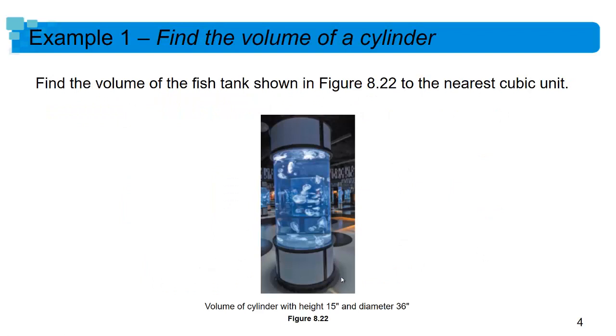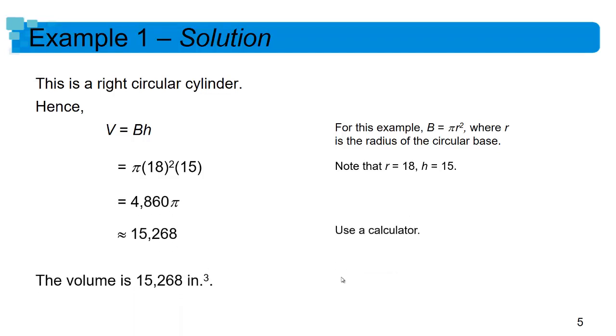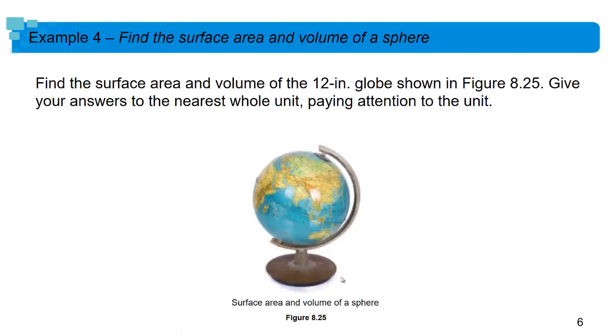So you can find the volume of this nice cylindrical fish tank if you know its dimensions, its height and its diameter, by plugging it into the simple formula of area of the base times the height. And you could leave it in terms of pi, or you can get an approximation.